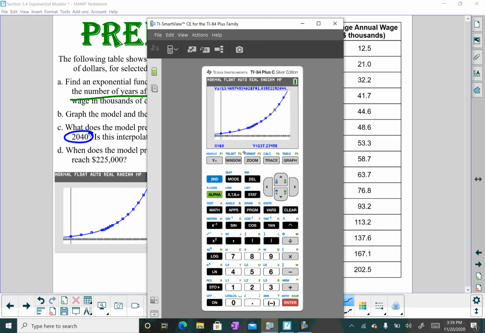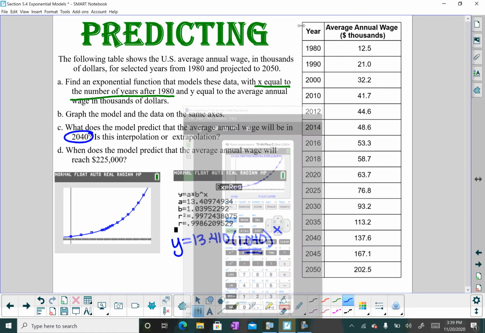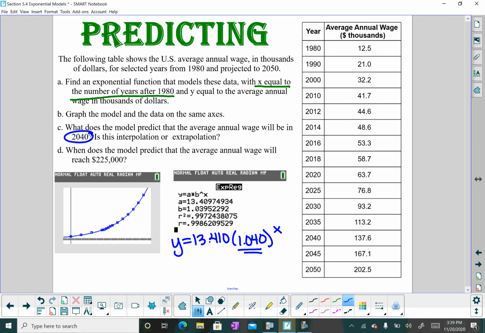And it's telling me 137.2 would be the average annual wage in thousands of dollars. So about $137,200 is what this represents. Is this interpolation or extrapolation? 2040 was within the set of data I was given, so it is interpolation.